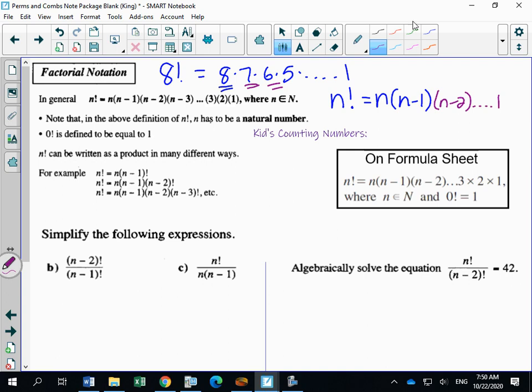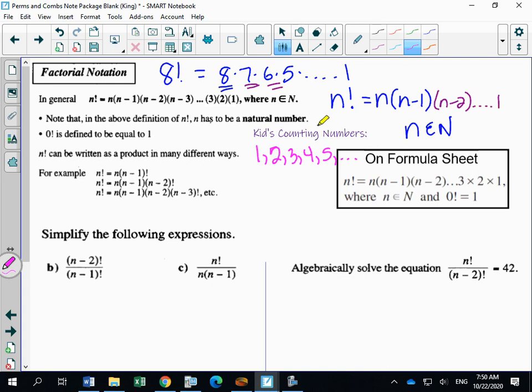One thing that's important to remember with this is that they tell us that n belongs to the set of natural numbers. Remember that natural numbers are kids' counting numbers. When you ask yourself, how do kids count? If you say to a kid, count to 5, they will always start at the number 1. So 1, 2, 3, 4, 5. Those are natural numbers. Basically, 0 is not a natural number.